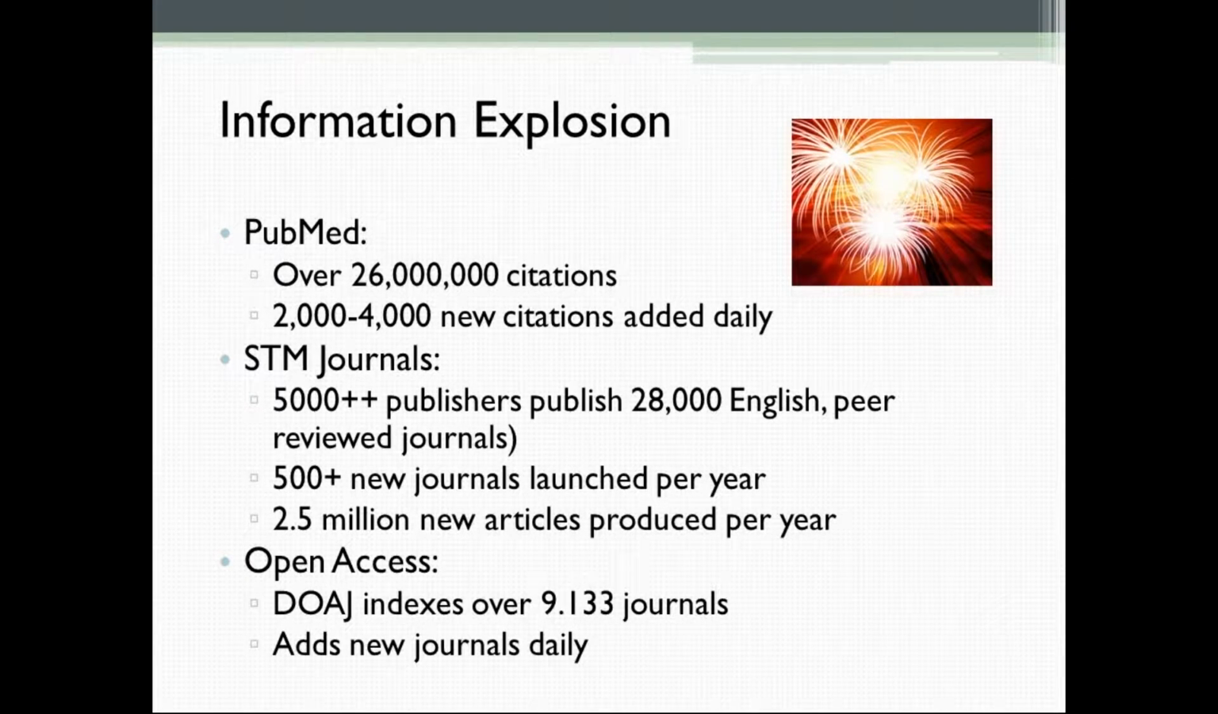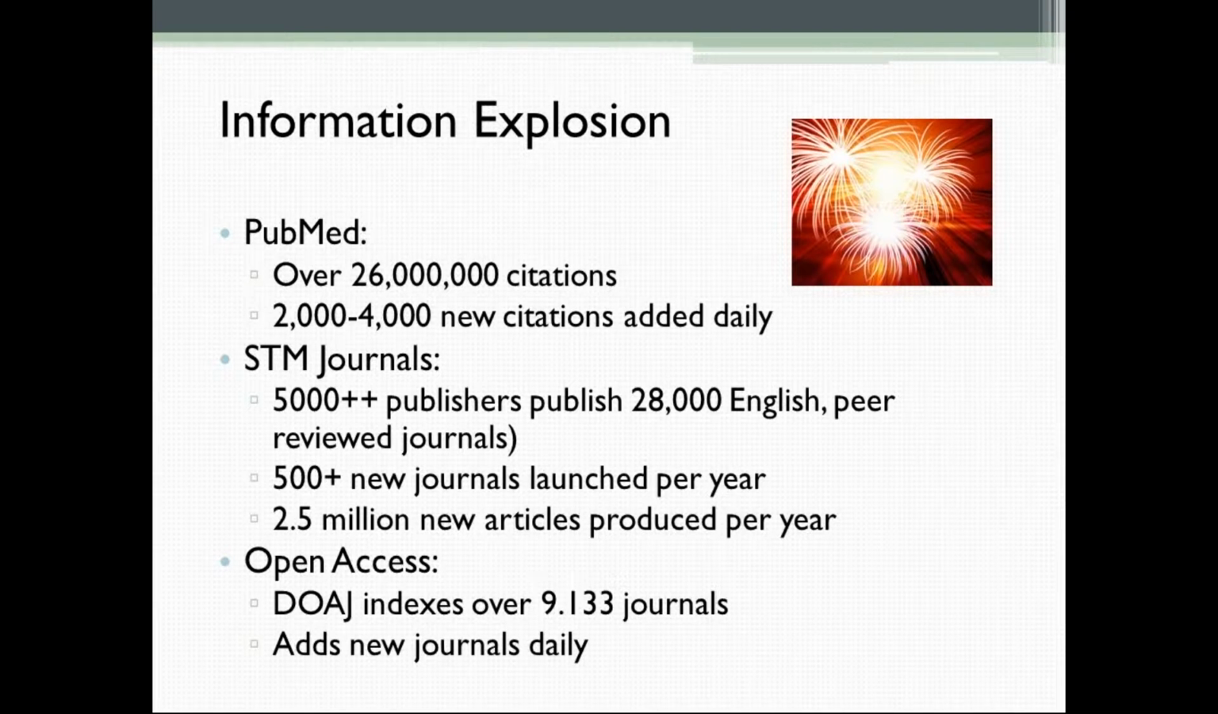And this slide is up here just because if you find it a bit difficult to quickly get the information you need, you're in good company. There's just so much out there, and this is just looking at the journal literature. Over 26 million citations in PubMed. In journals, we have over 28,000 English peer-reviewed STEM journals, with 500 new ones being launched annually, and that doesn't even count the open access journals.